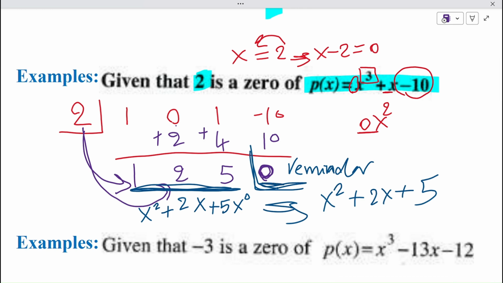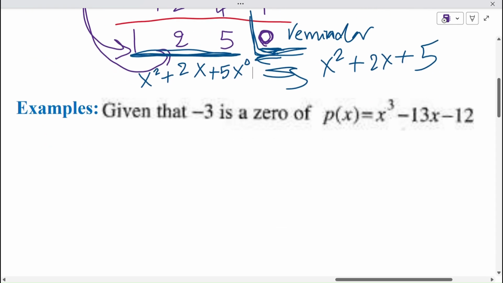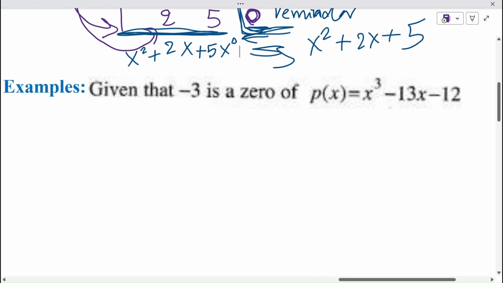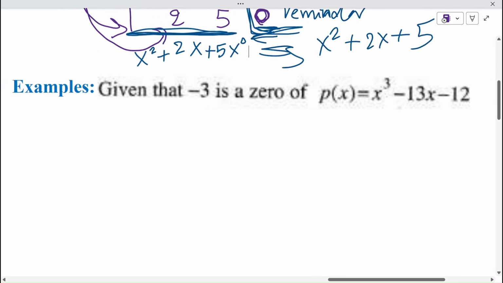Every time this number is a remainder, and you have to start from the right side to the left side, with x to power 0. Okay, let's solve another example about this one, about the scientific way.